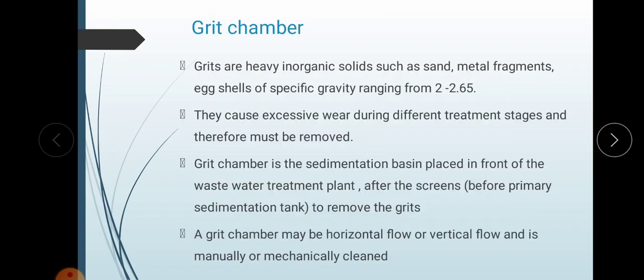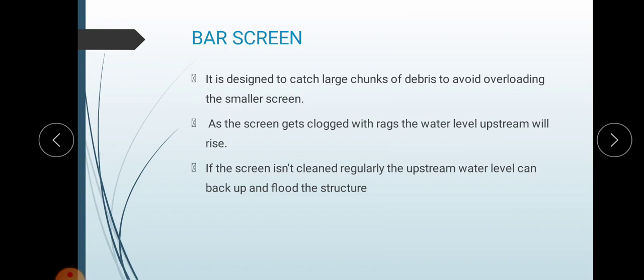Okay, so one of the main mechanisms under preliminary treatment is the bar screen, and after that we are placing the grit chamber, detritus chamber, etc. So we can discuss these units in the next video.